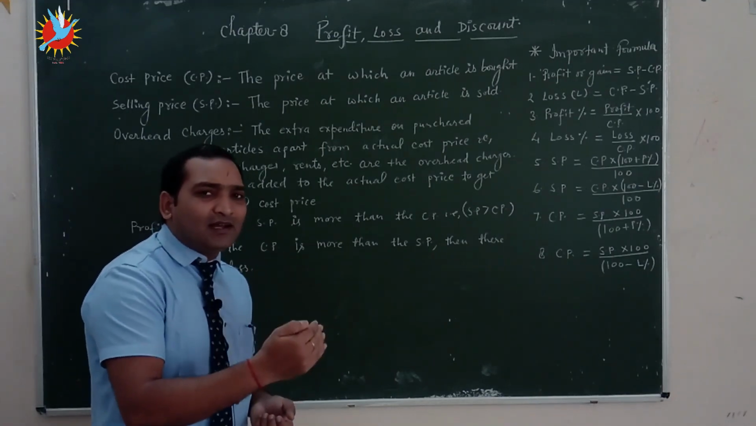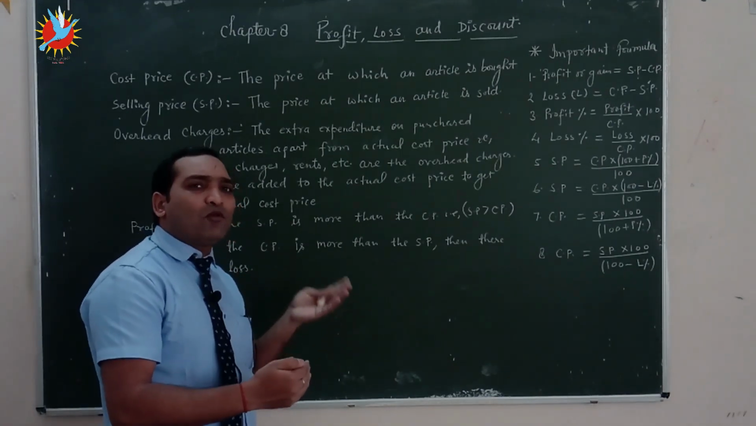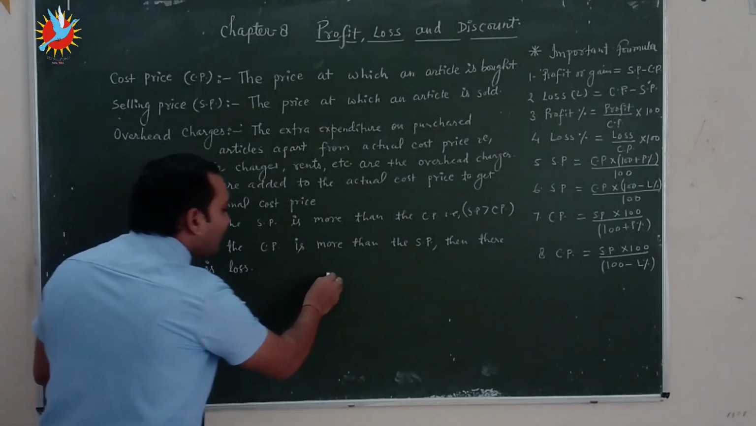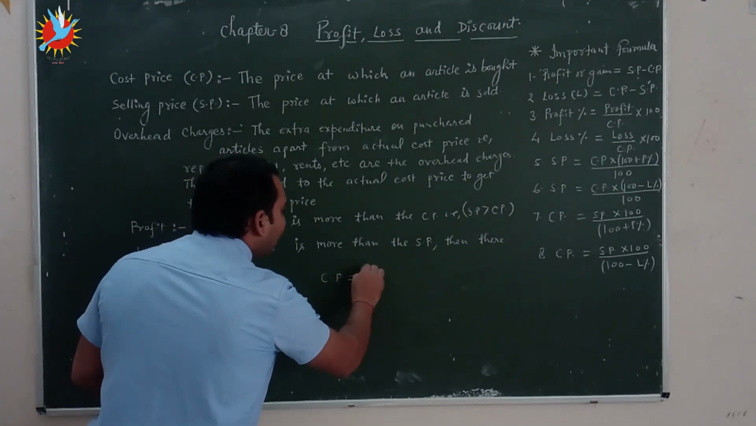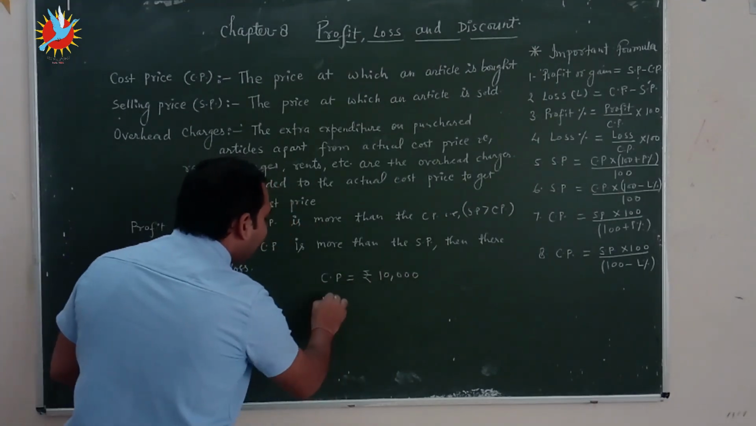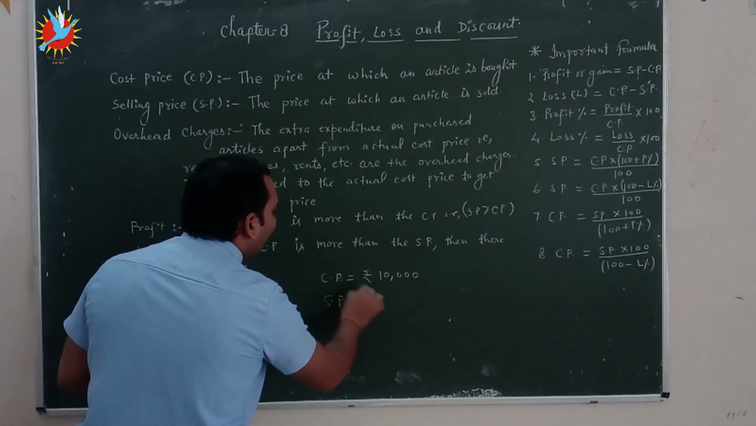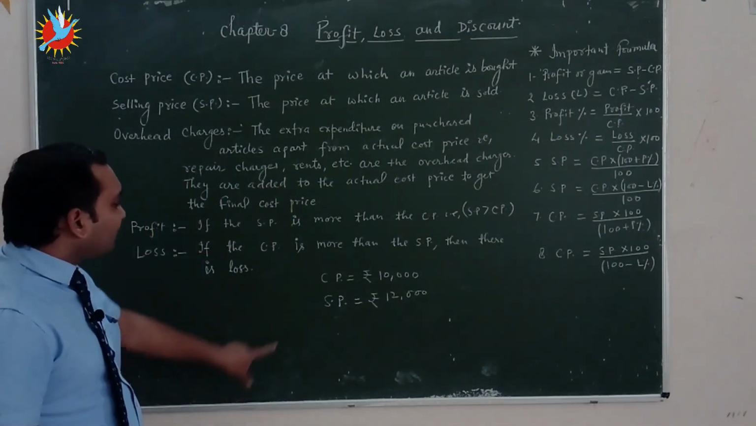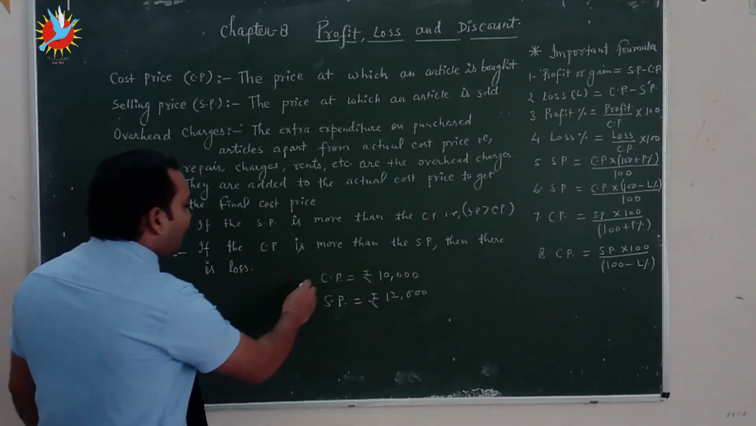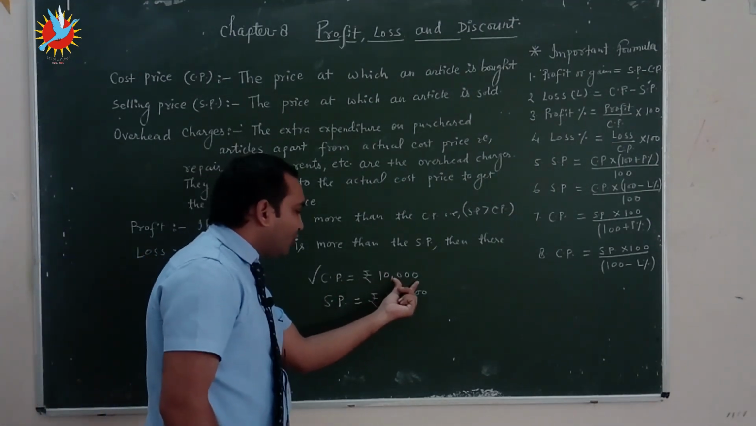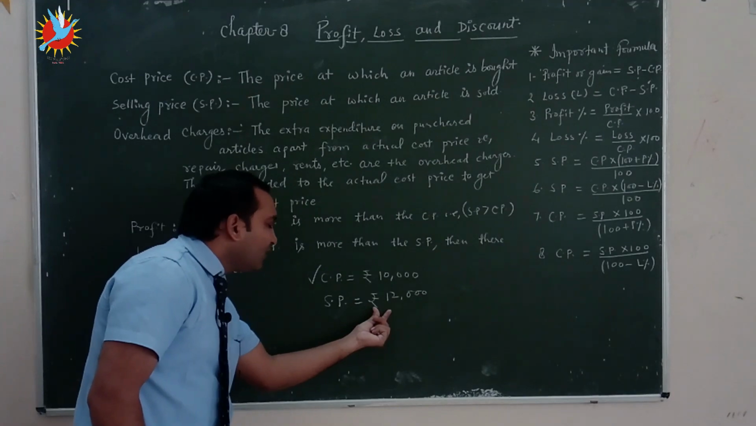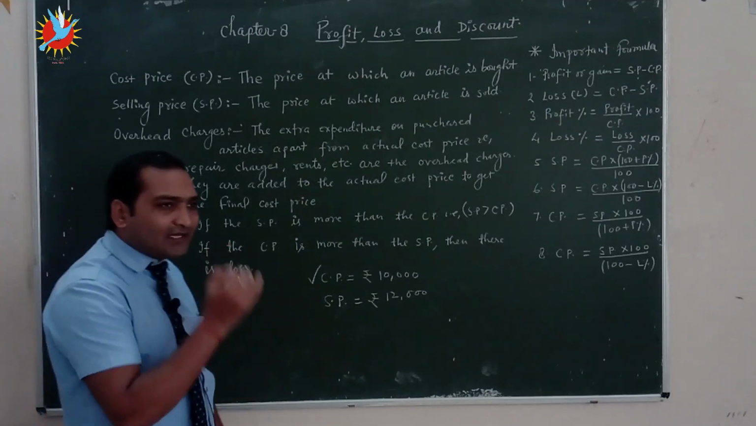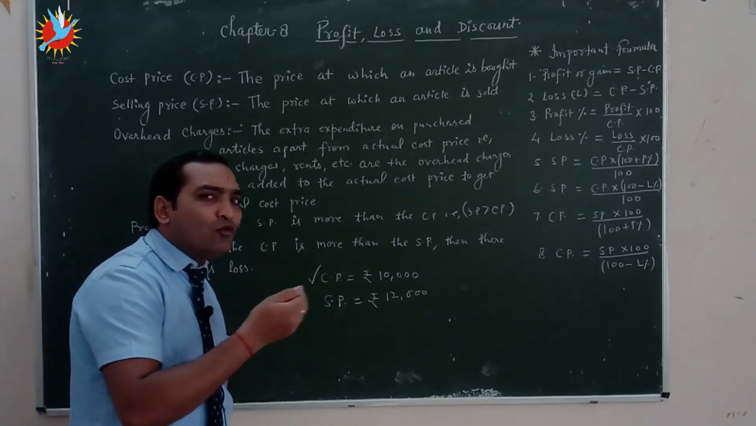When we sell the mobile phone for 12,000 rupees, the cost price is rupees 10,000 and the selling price is rupees 12,000. So in this case, the cost price of the cell phone is 10,000 rupees and the selling price is rupees 12,000. In this case, we purchase for a lesser amount and sell for a larger amount.